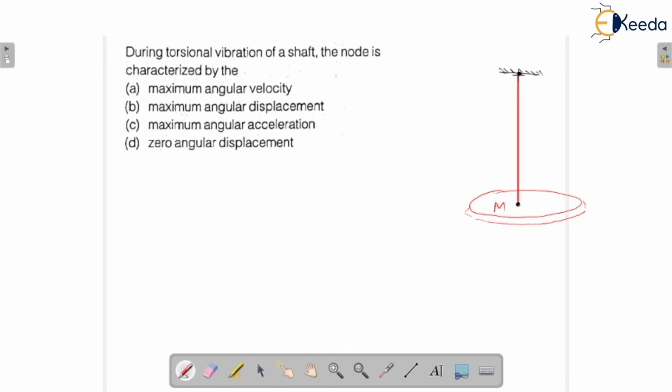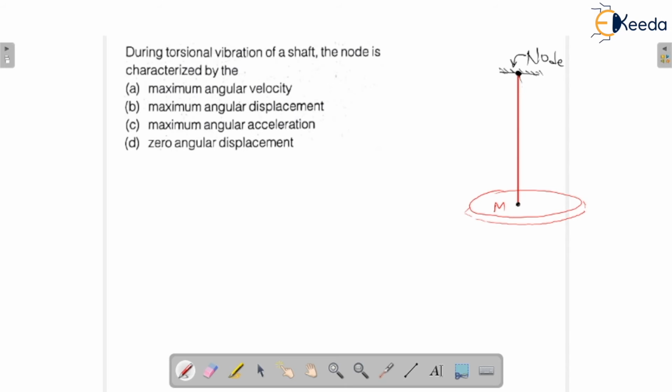So what is the meaning of node? Basically node is this. You can see here this point is not going to be moved. Again, here the shaft is fixed. The node is characterized by zero angular displacement. It is not having any angular displacement.